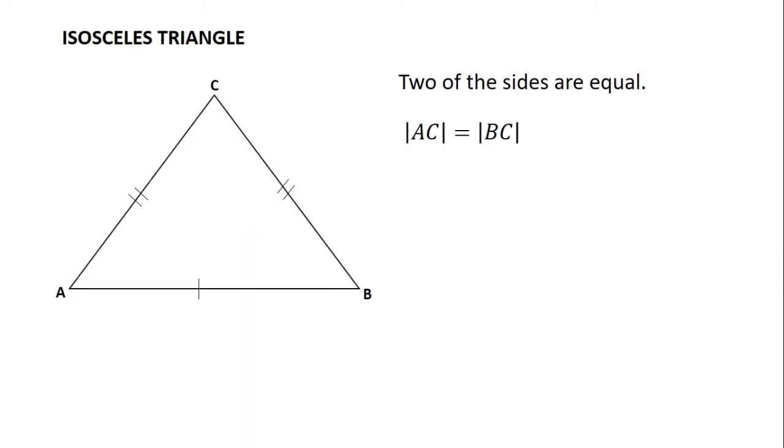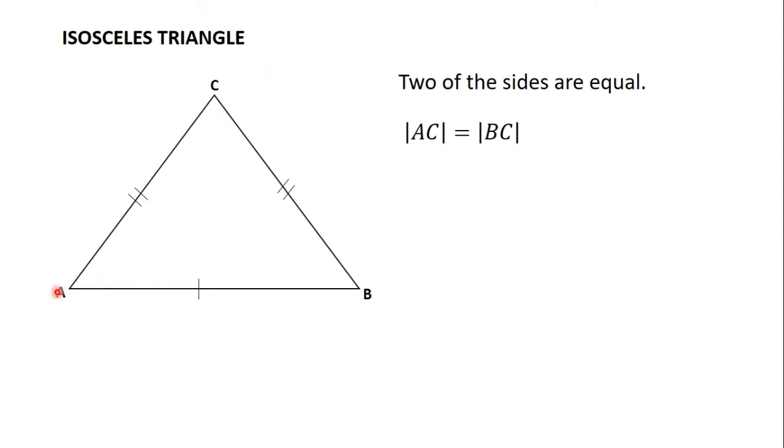We are on the topic mensuration. In the previous video, we learned how to find the area and perimeter of a right-angled triangle. In this video, we are going to learn how to find the area and perimeter of an isosceles triangle. Let's learn more about isosceles triangles.